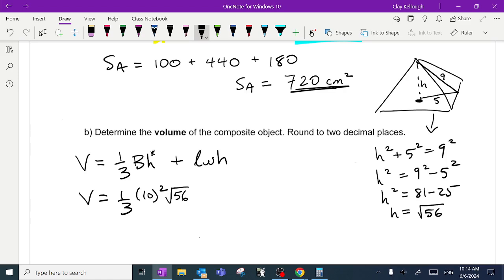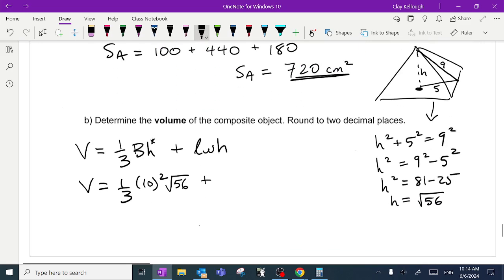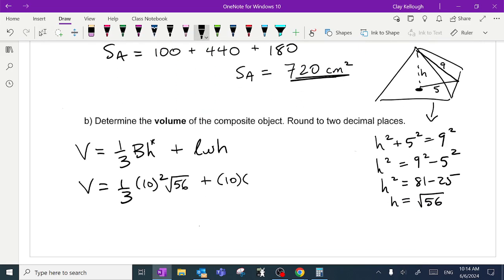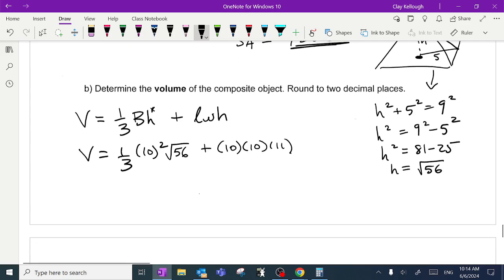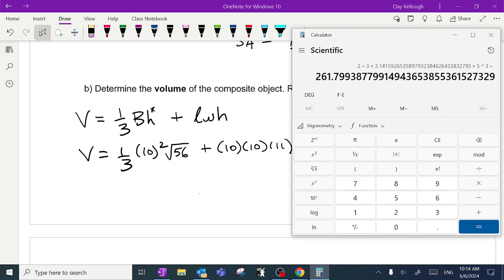Then the rest is easy. The bottom part, length times width times height, 10 times 10 times 11. And I think we're done. Just got to punch buttons now. Let's move that over and punch some buttons. I like doing 1/3 as 1 divided by 3. You can always do this divided by 3, like 10 squared times square root of 56, and then divide by 3. I'll do it that way.